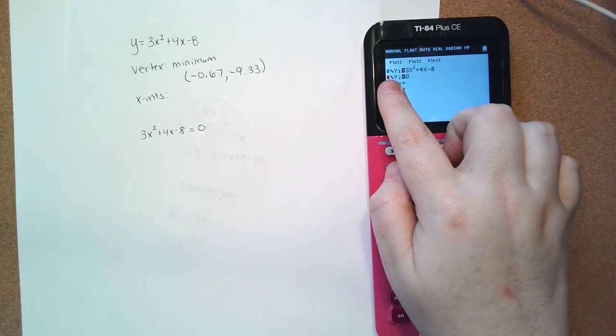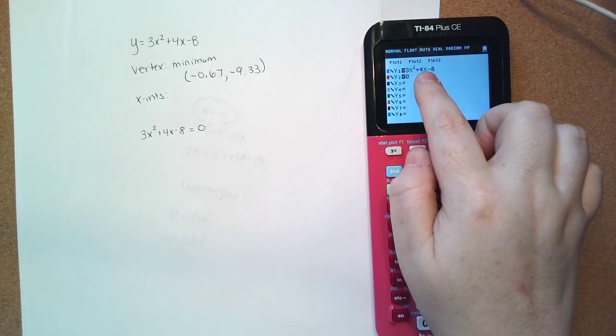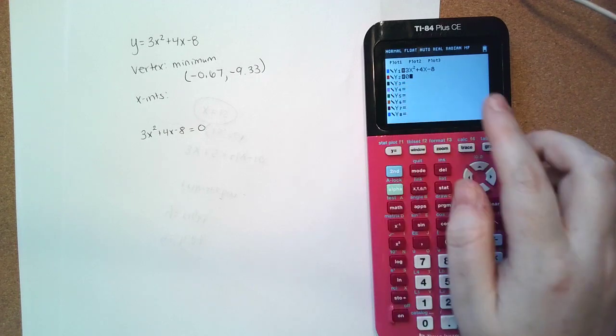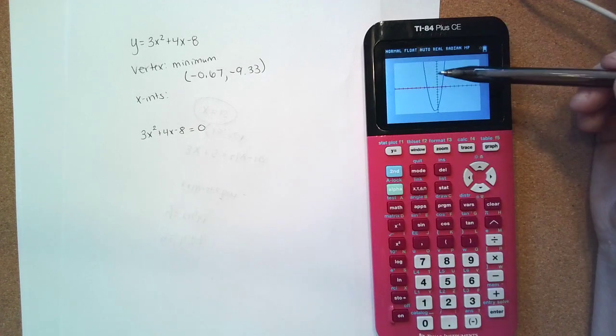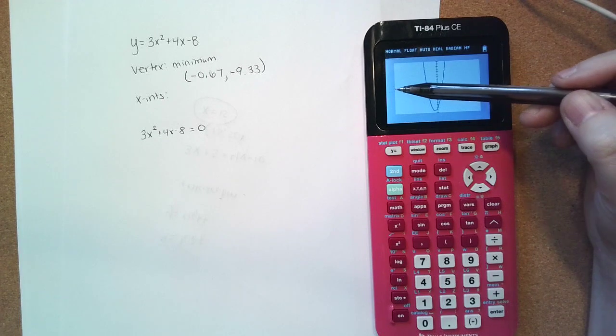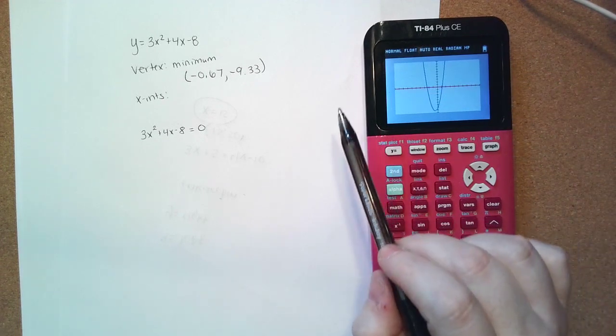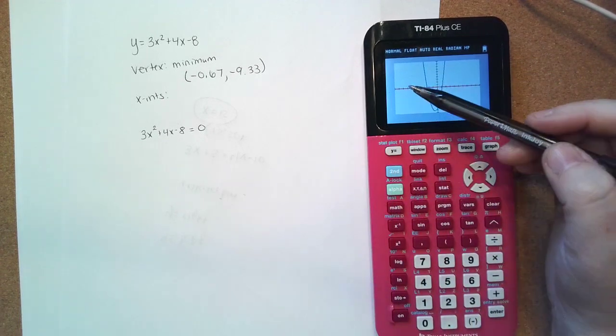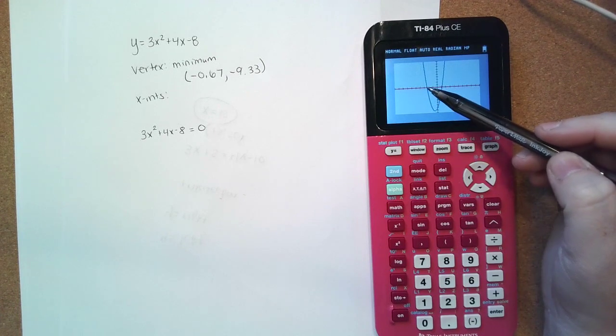When I have that, I know I'm going to have my original blue parabola, but then I'm also going to have my red horizontal line. So I'll press graph. My blue parabola was still there, and the red graph happened. So now I want to go and find the intersection of the parabola and the red horizontal line.